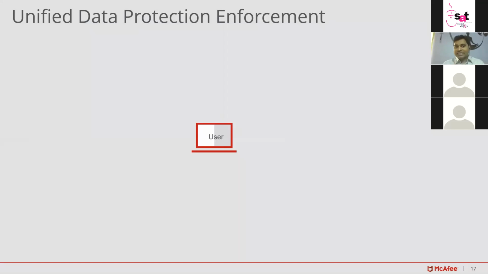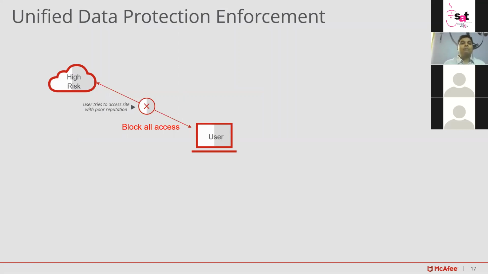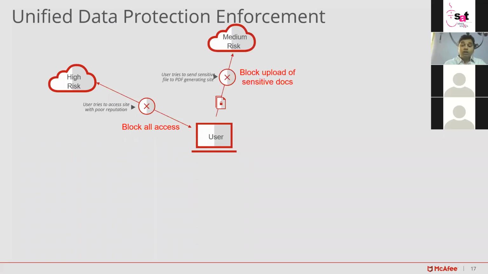But let's take an example of this unified data across different channels. Let's say I'm the user. Now I go ahead and try to access a cloud application which has a poor reputation. Maybe it has been involved in some kind of attack somewhere across the globe, so it has a bad reputation because of that. As soon as I try to access that, the access would get blocked by the platform because of that application's reputation.